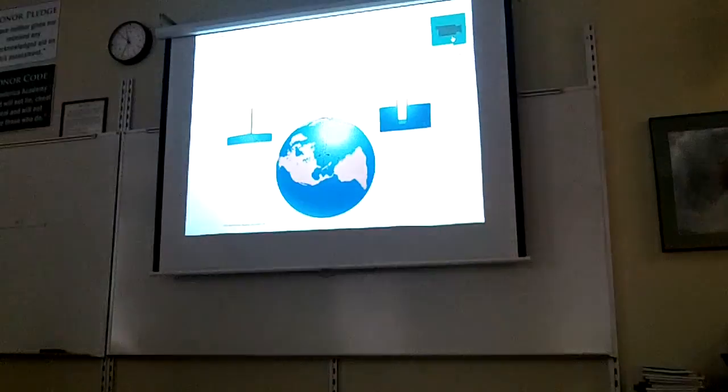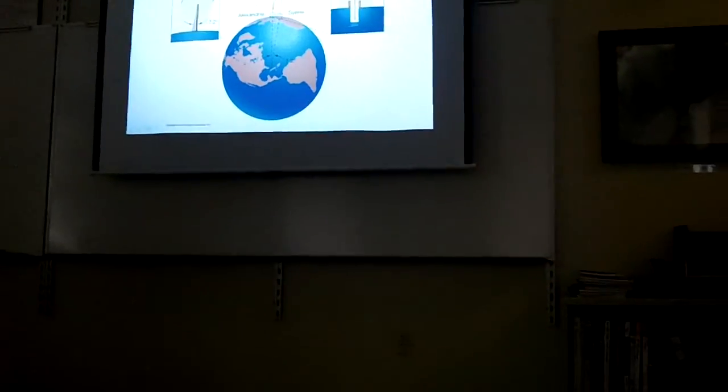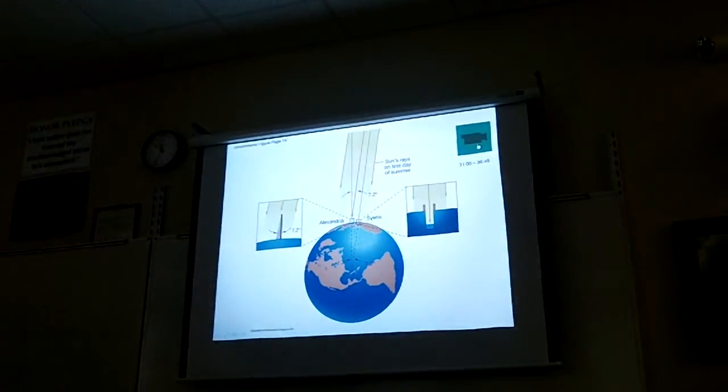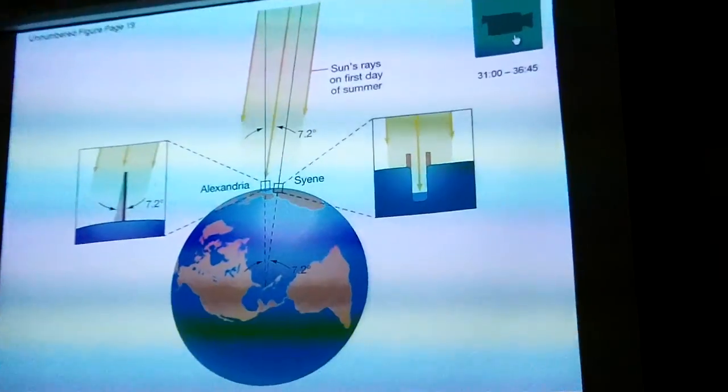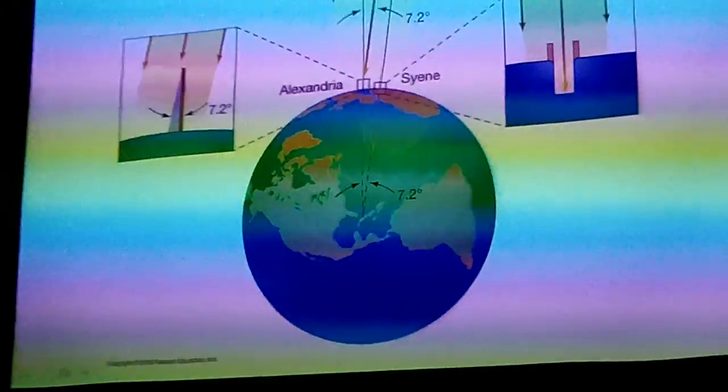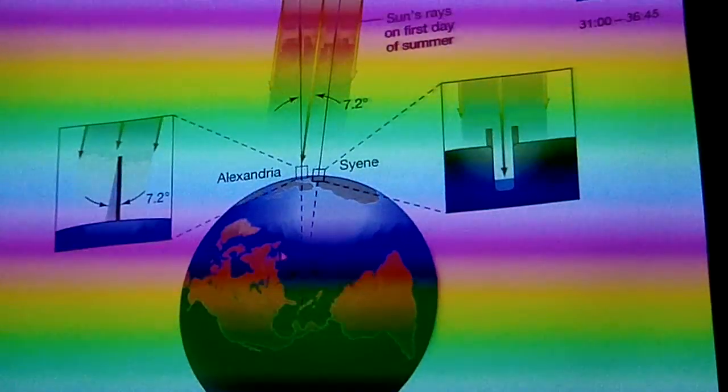But here's a little video about Carl Sagan figuring out that the Earth was round. Not only figuring out that it was round, but figuring out how big it was. And I have to forward it to the right spot. This is the whole video.